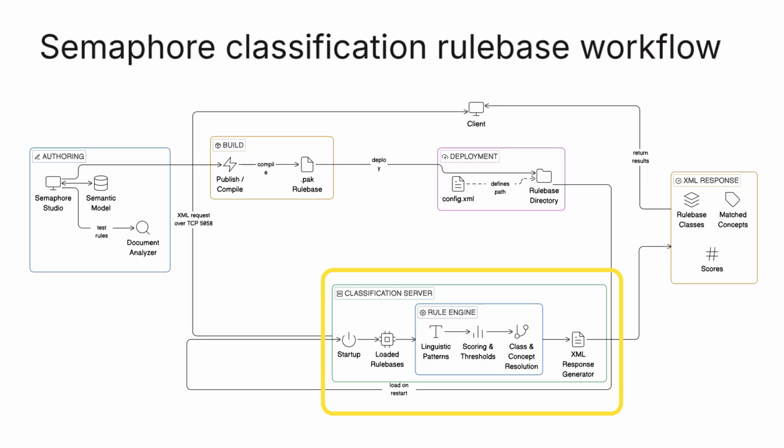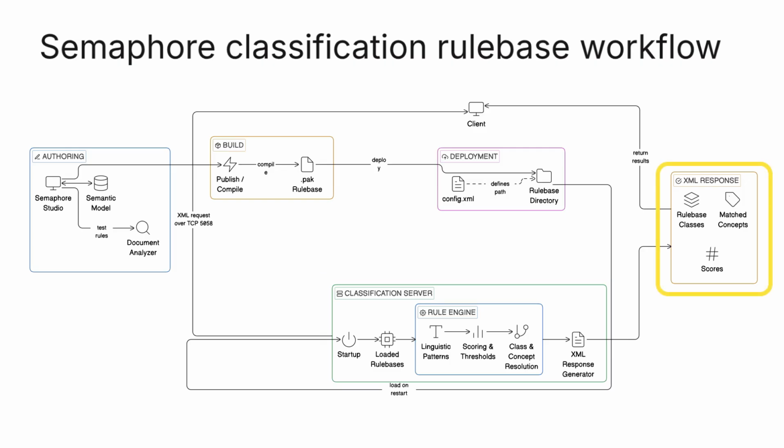First, linguistic patterns are applied to detect terms, phrases, and entities in the text. Next, the system performs scoring and threshold evaluation, calculating how strongly the document matches different concepts and classes. Finally, class and concept resolution determines the final classification results, resolving hierarchies and conflicts if needed.